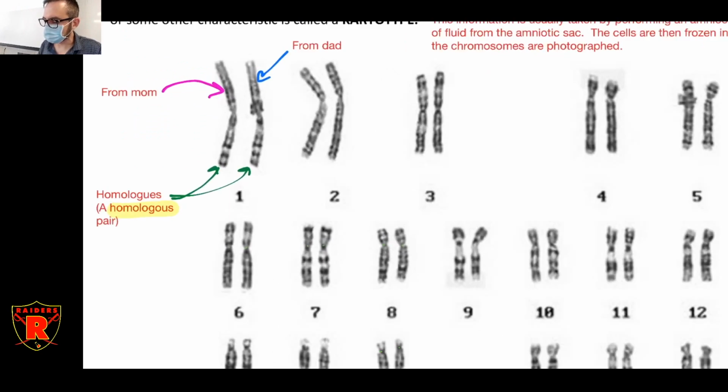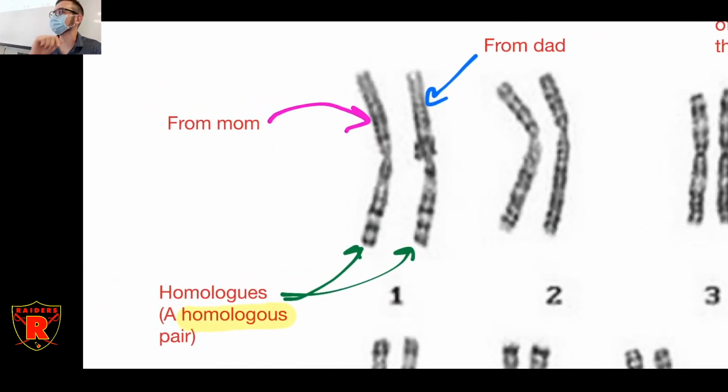Okay, so the reason why your 2 chromosome 1s are not identical to each other is because you got one of those chromosomes from your mom and one from your dad. Your dad and your mom are not identical twins, so their chromosome 1s are not the same. They are different, but they have the same information on them.